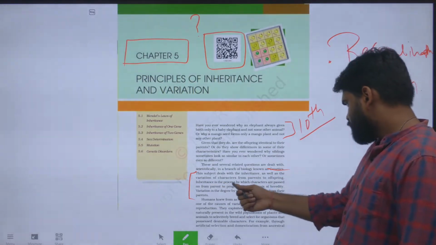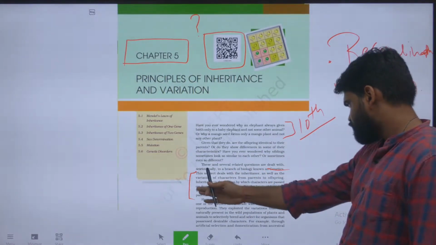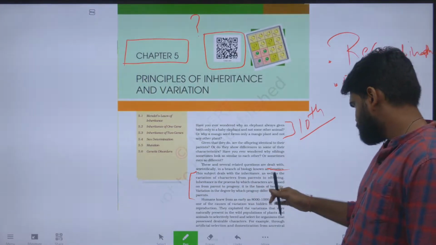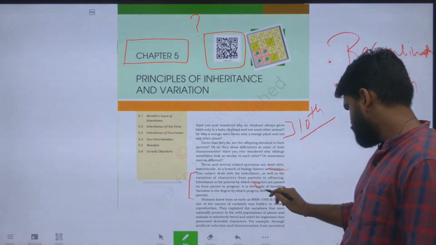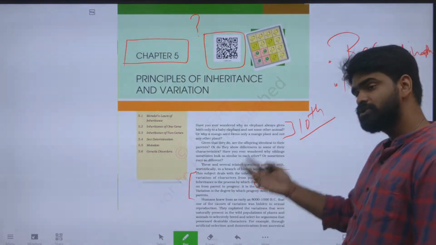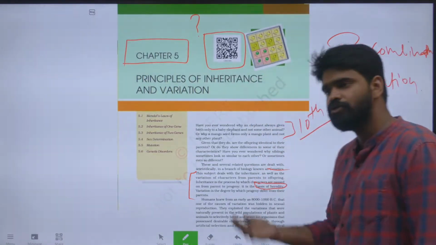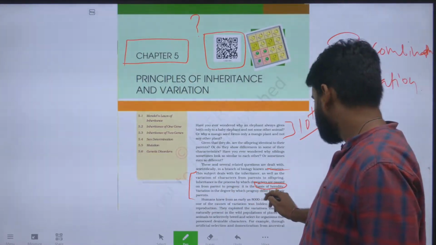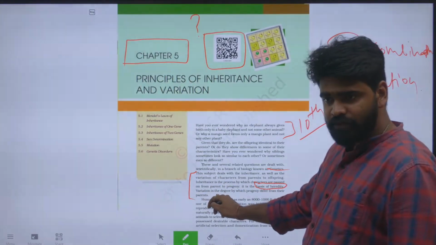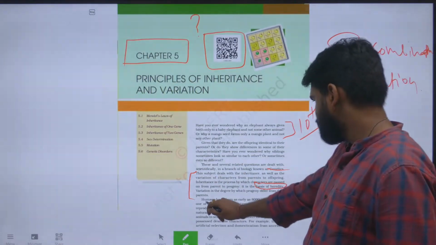Inheritance is the process by which characters are passed on from parent to progeny. It is the basis of inheritance. See this, how many times they have said the same thing. Basis of inheritance for this also, for gene also, for chromosome also, right? Unit of inheritance, basis of inheritance. Variation is the degree by which progeny differ from their parents, right? The same sentence is there in class 10th also.